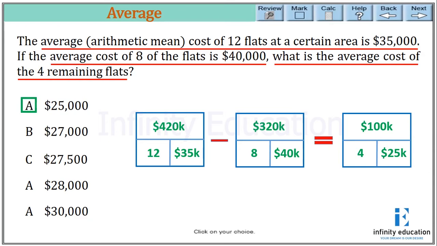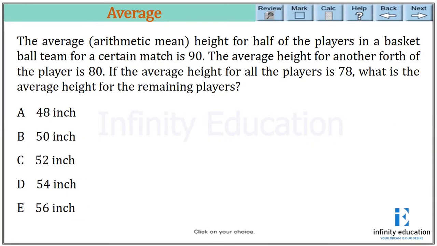Now let's see one more example. The average height for half of the players in a basketball team for a certain match is 90. The average height for another fourth of the players is 80. If the average height for all the players is 78, what is the average height for the remaining players?